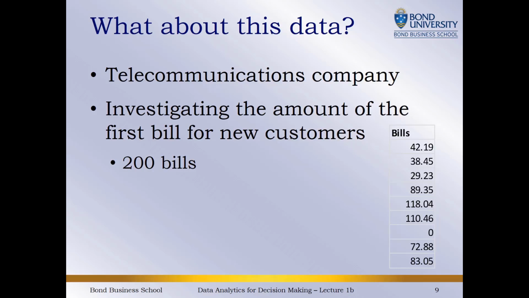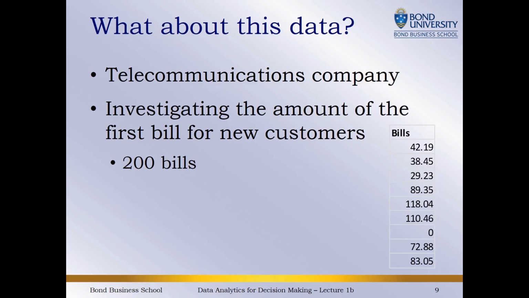One approach is that we could start to summarize this in terms of categories. So what if we said, how many bills are between, say, $0 and $30? How many are from 30 to 60, 60 to 90, and so on? Or we could go more detailed. How many between 0 and 15? Well, we can't see any here, but how many between 15 and 30? Well, that 29.23 is in there.